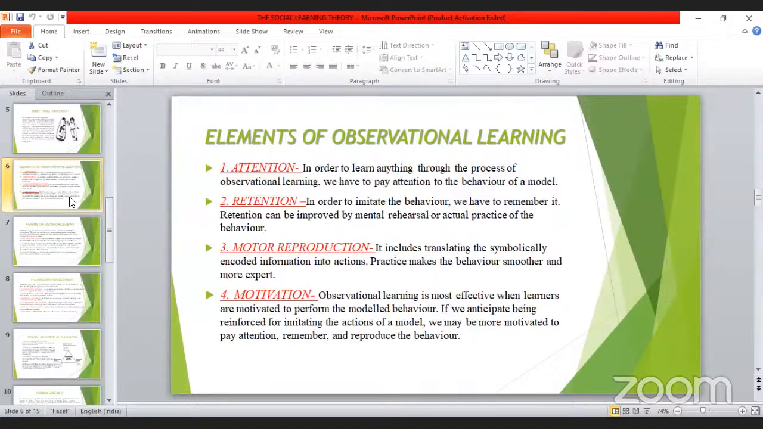I already mentioned that while we are observing, we have to pay attention to the elements of the behavior, and we have to store the elements of the behavior in our memory storage. And we have to keep practicing mentally or physically, right?